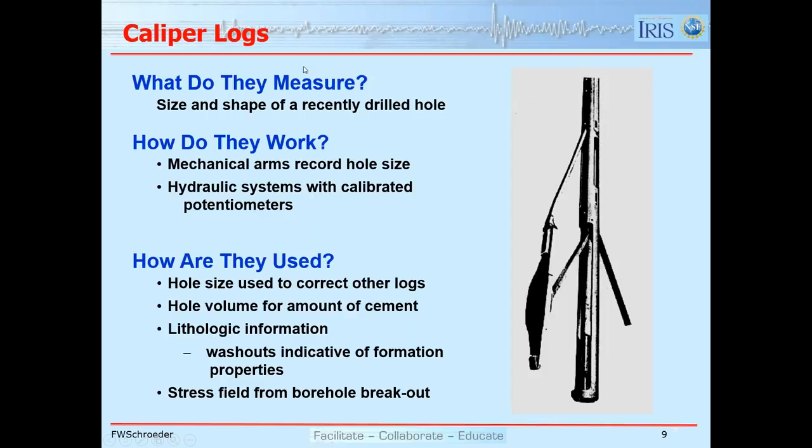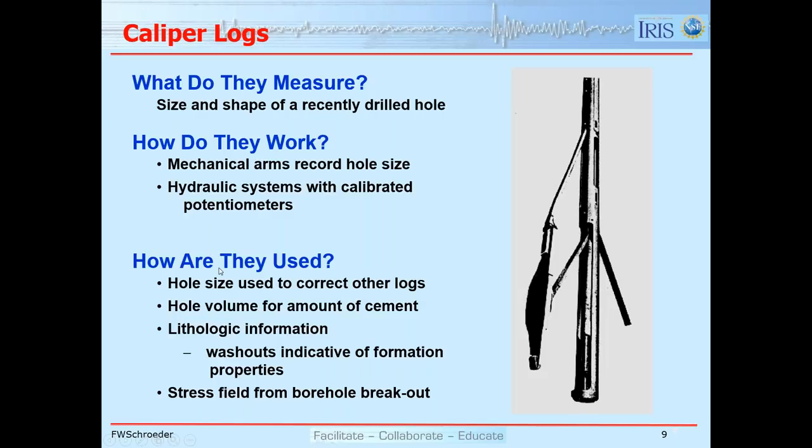So the caliper log is the instrument that we use in order to measure how wide the well bore is as a function of depth. And so the main instrument is here, and it has a couple of arms that are mechanically pressed out against the side of the well bore, and they have some potentiometers that give us a measurement so that we can relate the measurement in the potentiometers to the width of the well bore.